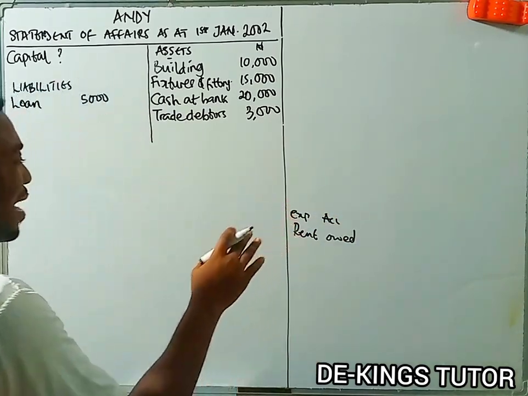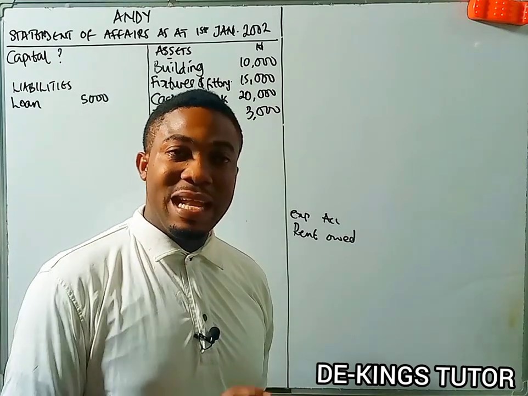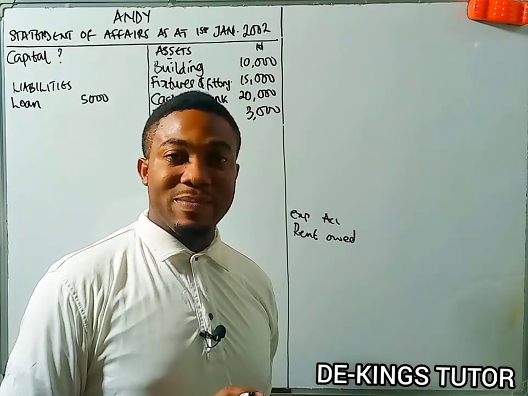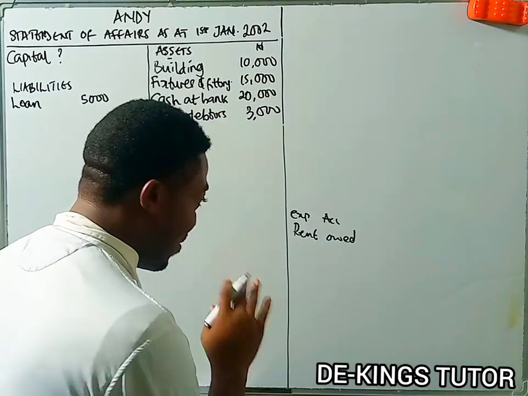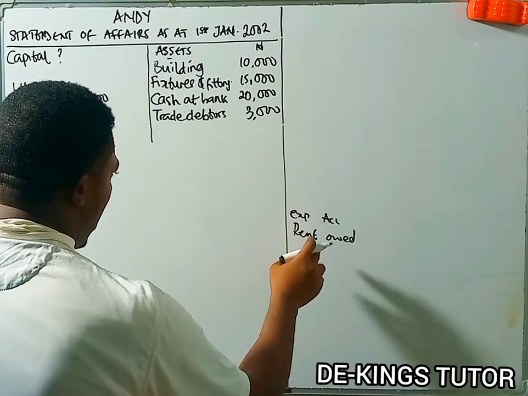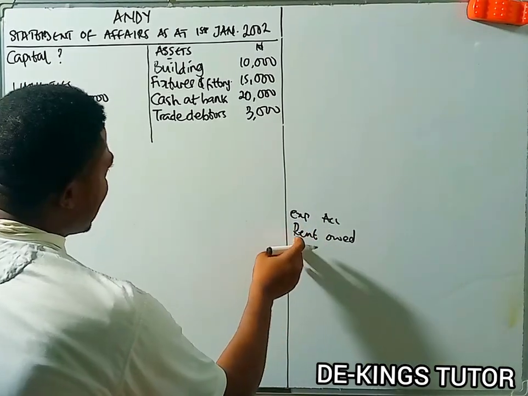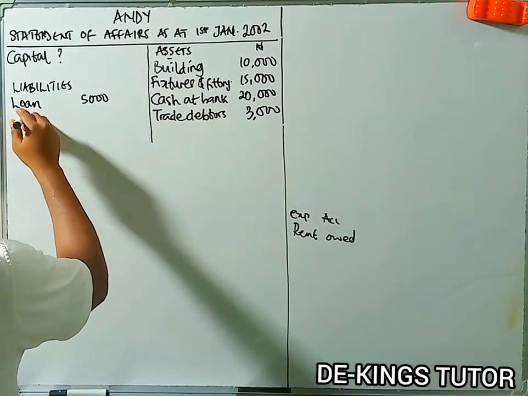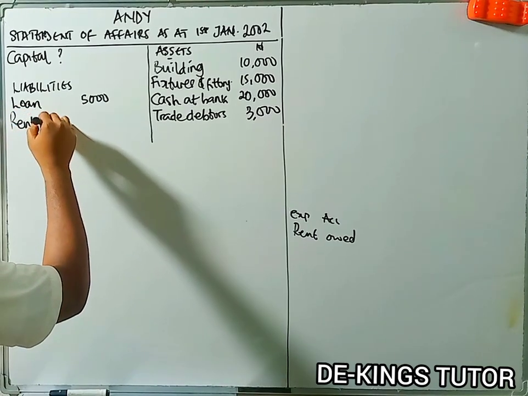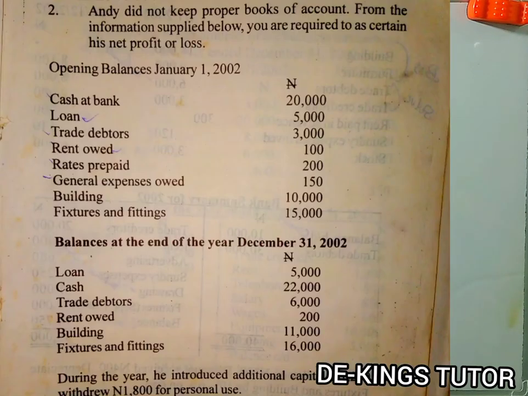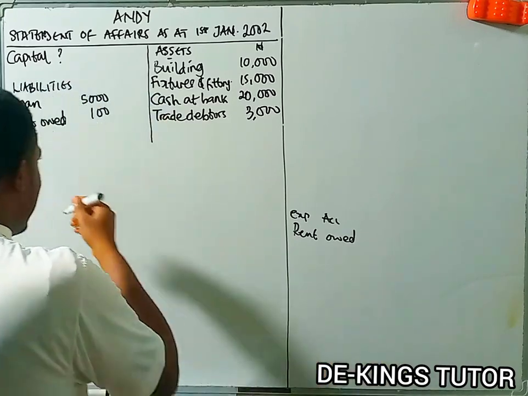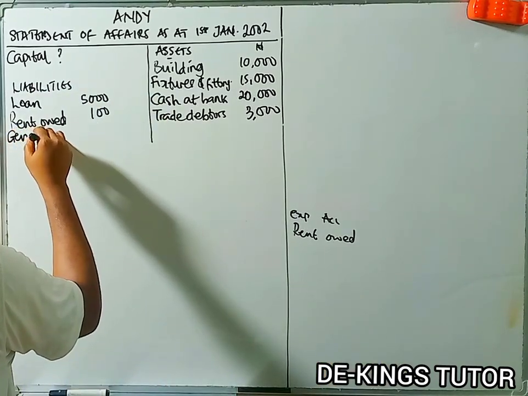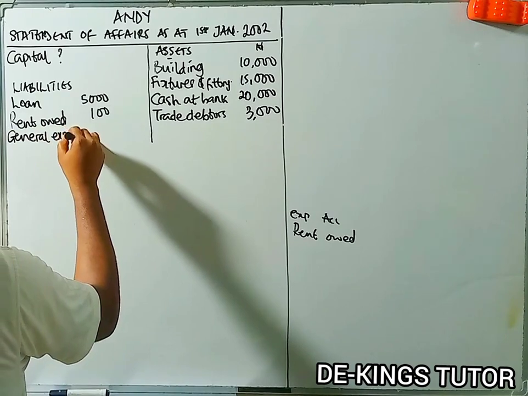Now remember, when they are silent, we assume we take the rent as an expense. But there are some questions where they say rent receivable, so it's an income. That's an entirely different scenario. So when they say rent owed, that's an accrued expense, and accrued expenses is a liability. So we have rent owed. How much is it? It's 100. And the next one, general expenses owed. The same thing, that's an accrued expense. So I have general expenses owed.